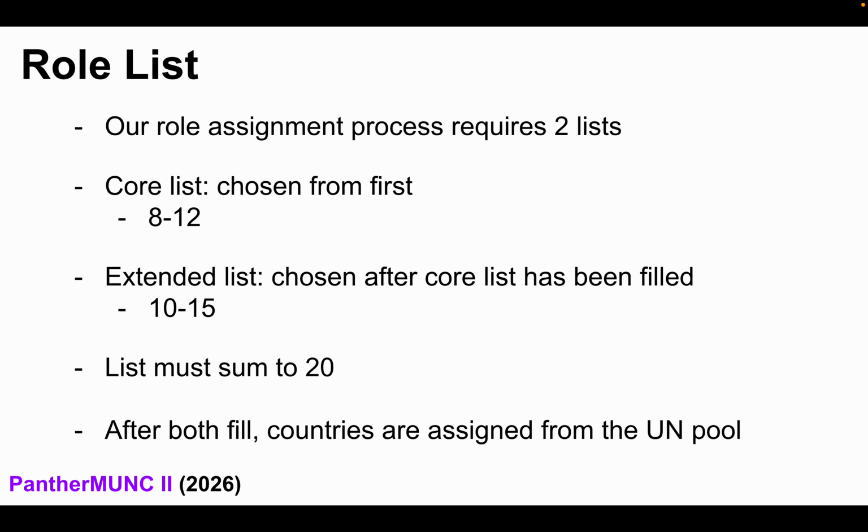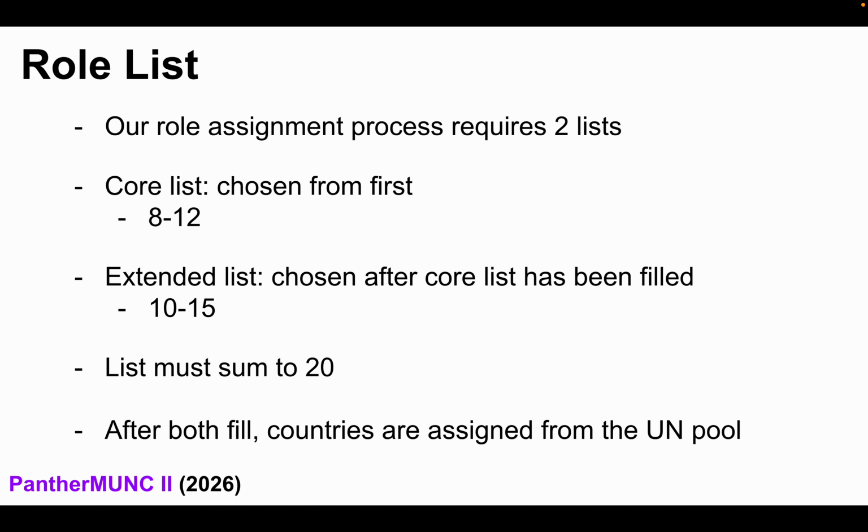We call the two lists the core list and the extended list. The core list is going to be countries that are chosen from first. When we're making those random number generations, we pick from the core list before we dip into the extended list, and we only go into the extended list once the core list has been fully assigned. We didn't set a hard limit for the size of the core list because different topics might vary.